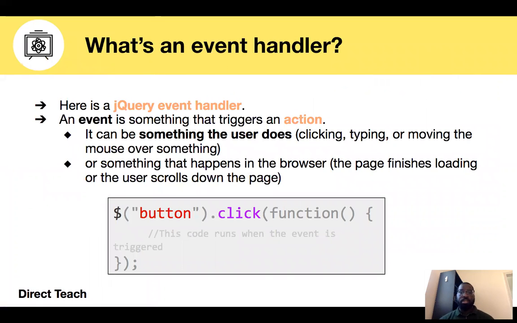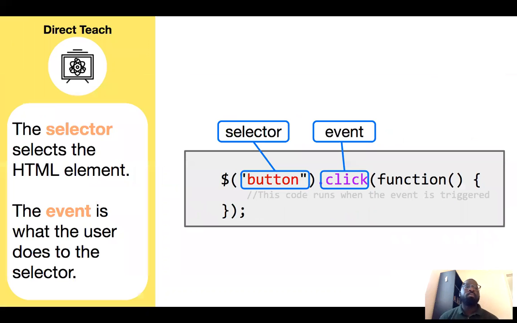One of the tools that we use in jQuery is an event handler, right? So an event handler is something that triggers an action. So it can be a click, it can be typing, it can be hovering over something, or it can be something that happens in the browser. So it can be when the page loads or somebody scrolls. So these are just events.